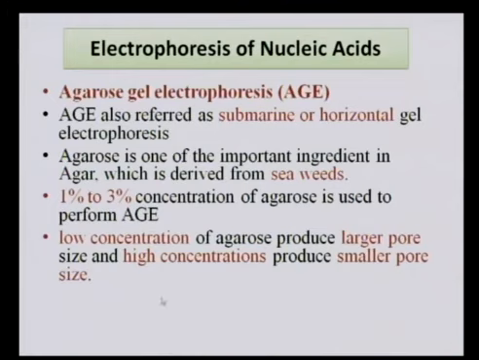At the same time, the gel is prepared in such a way that the range is from low concentration to high concentration. Low concentration will provide you the larger pore size, whereas the high concentration will provide you the smaller pore size. For example, if you are separating DNA or anything which is bigger in size, then you will be using the big pore size, whereas if you are using a small molecule, then you are going to use a thick gel.